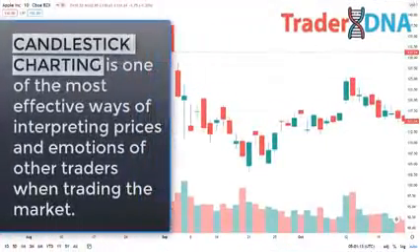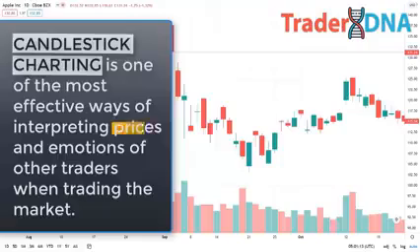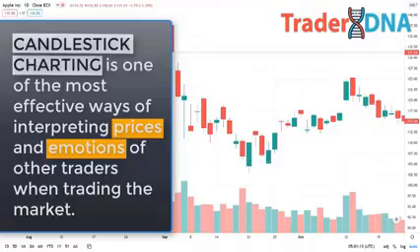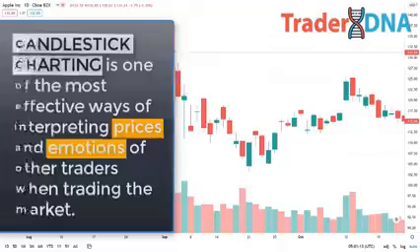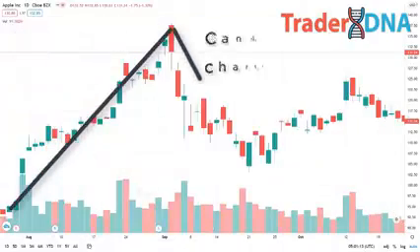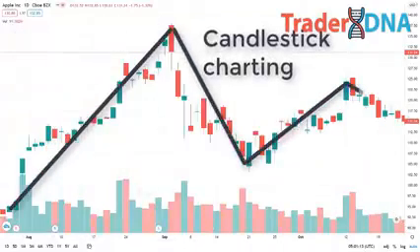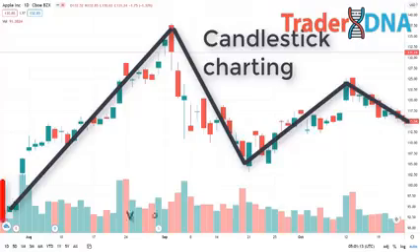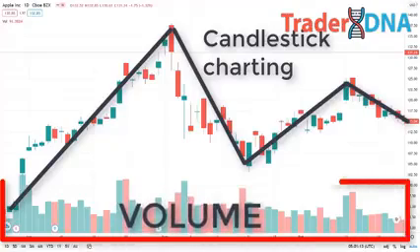Candlestick charting is one of the most effective ways of interpreting prices and emotions of other traders when trading the market. Knowing how to analyze candlestick charts can help a trader to determine whether a trade is likely to be profitable or not. Candlestick charting primarily highlights price movements of a currency, derivative, or security over time. This style of charting is mostly used in combination with volume bar charts for technical analysis of the market.